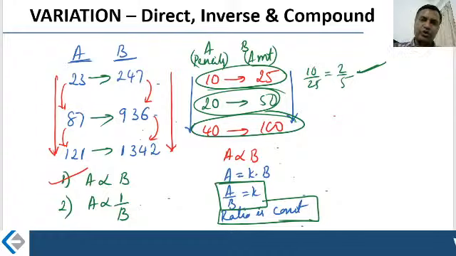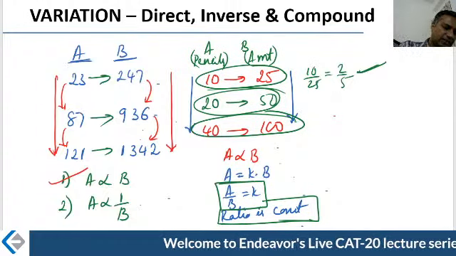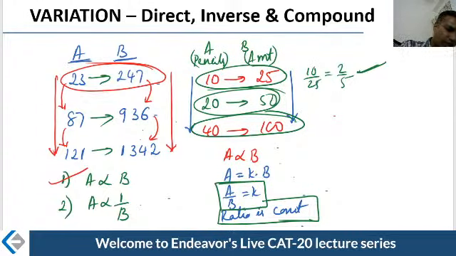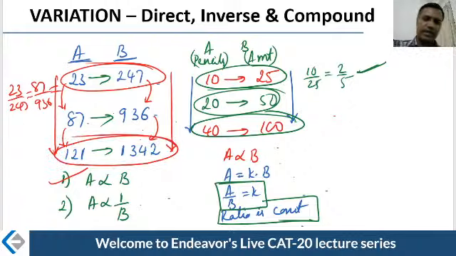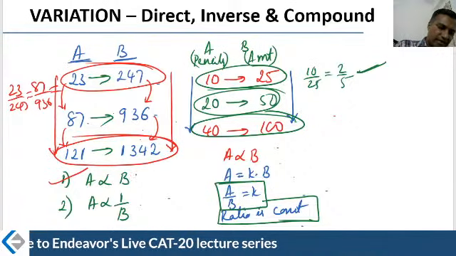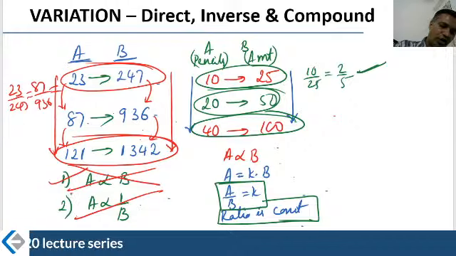Now listen, that ratio has to be constant. But in my given example, this ratio is not constant. 23 divided by 247 is not equal to 87 divided by 936, which in turn is not equal to 121 divided by 1342. Therefore, it is neither directly proportional nor inversely proportional.